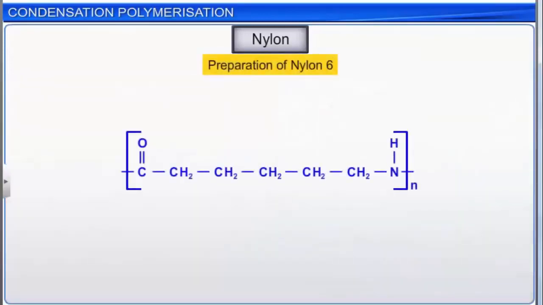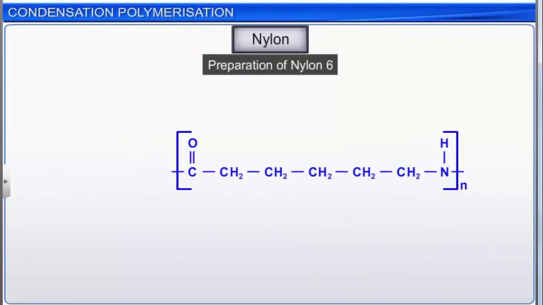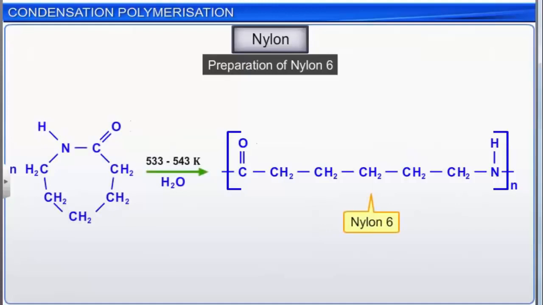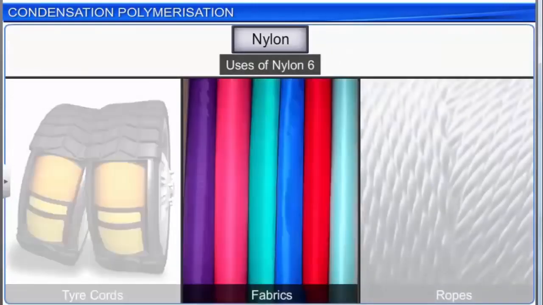Nylon 6, another synthetic fiber, resembles the properties of nylon 6,6 closely. To obtain nylon 6, caprolactam is subjected to prolonged heating with water at a high temperature of 533 to 543 Kelvin. Nylon 6 is known by its trade name, Perlon L. It is used to make tire cords, fabrics, and ropes.